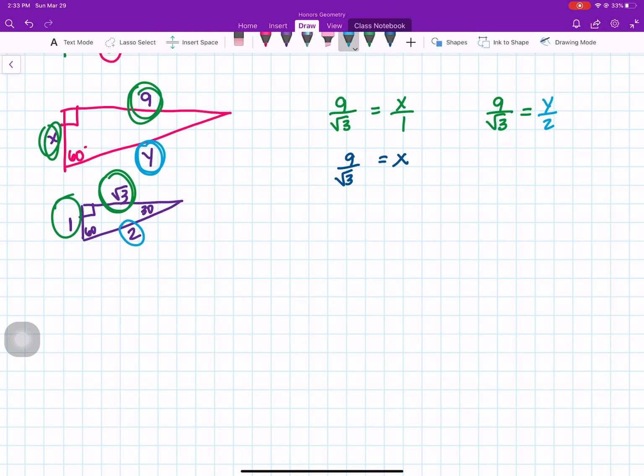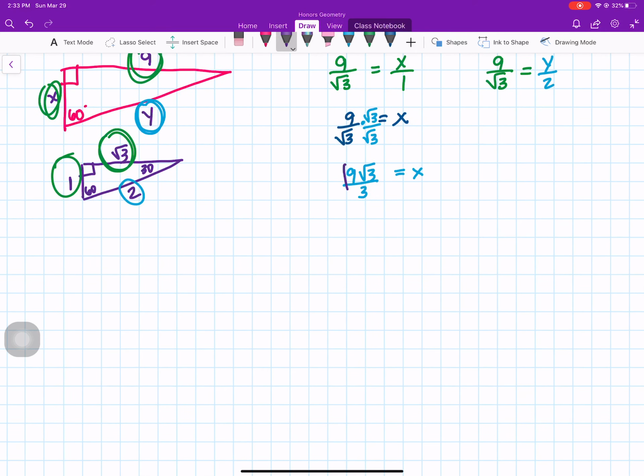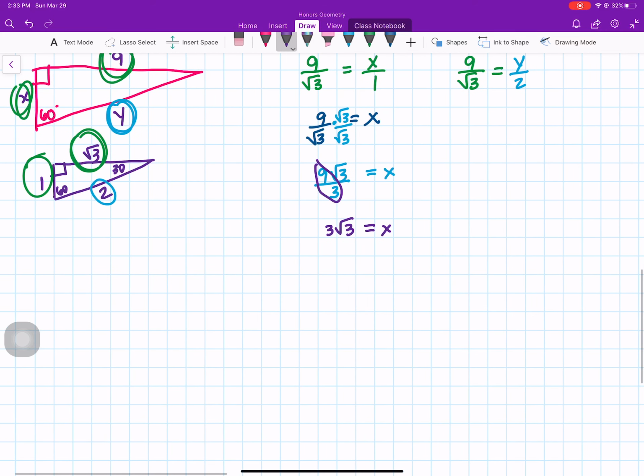And again, rationalize your denominators. So I have 9 root 3 over 3 equals x, because again, root 3 times root 3 is 9, and the square root of 9 is 3. This time, you have 9 over 3, which will reduce, because 9 divided by 3 is 3. So you have 3 root 3, which equals x. This next one, I would multiply both sides by 2 to get rid of the fraction. And so we have 18 over root 3 equals y.